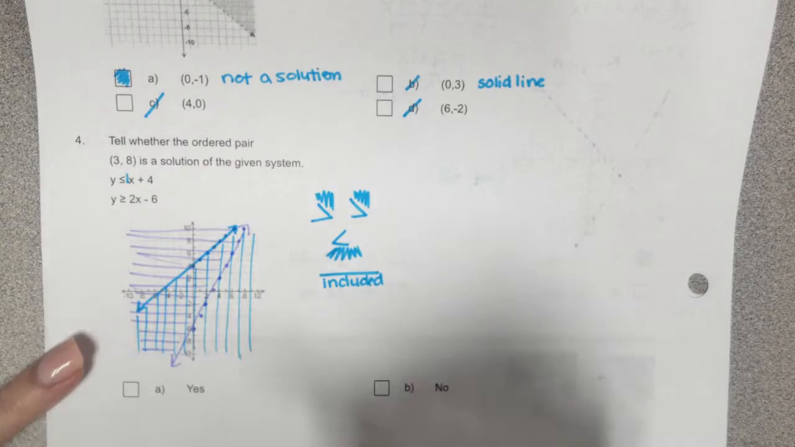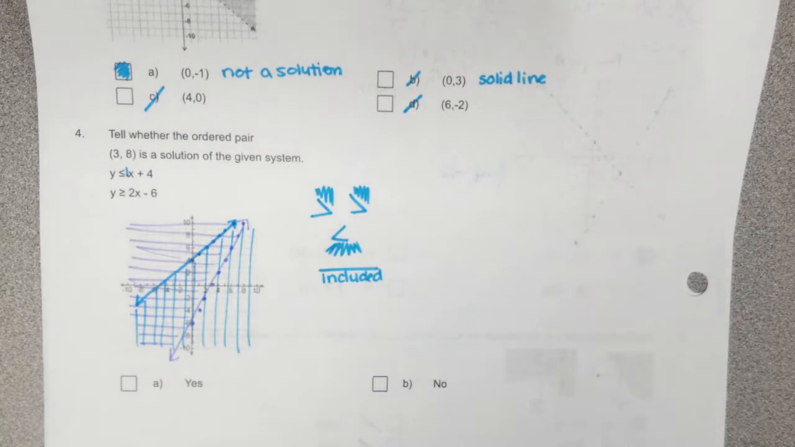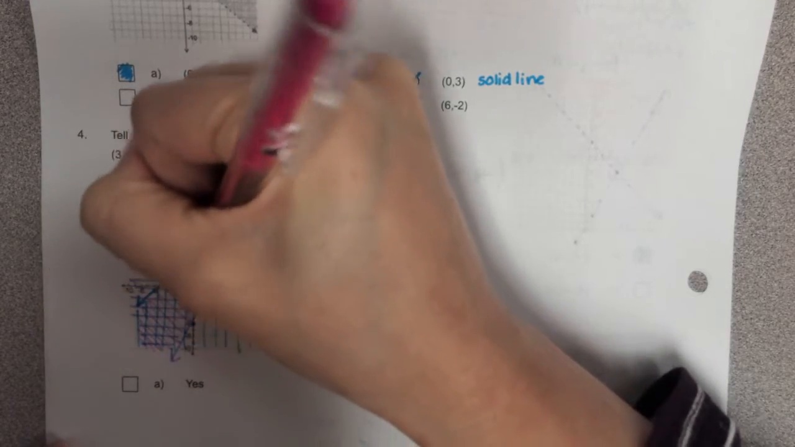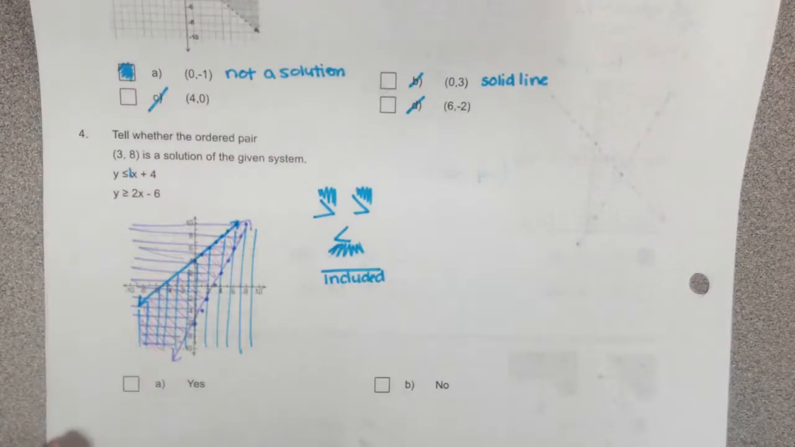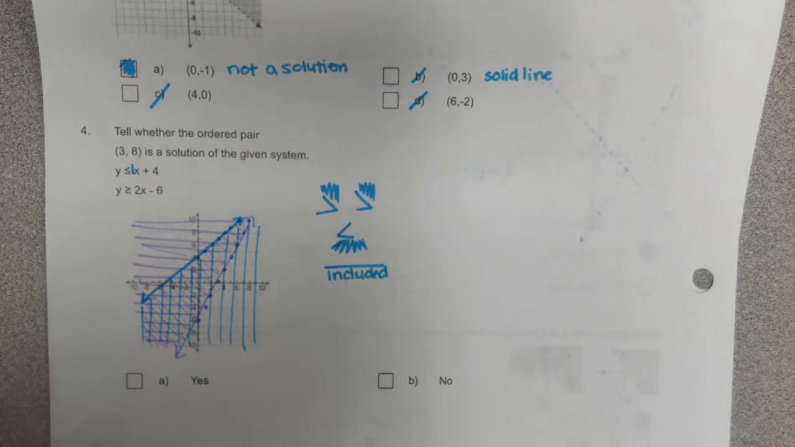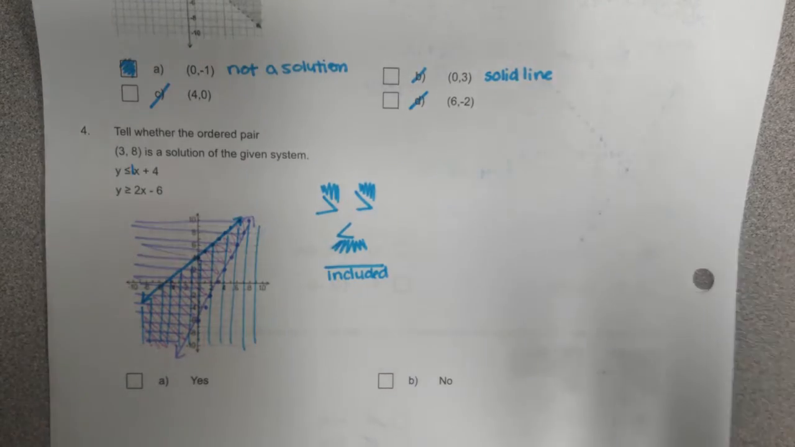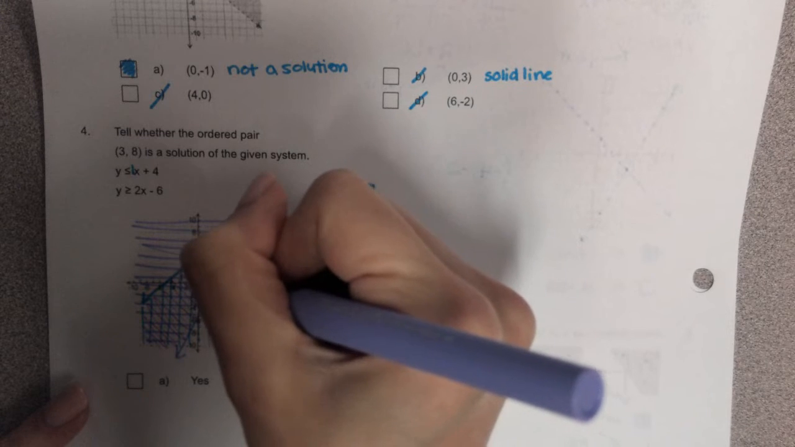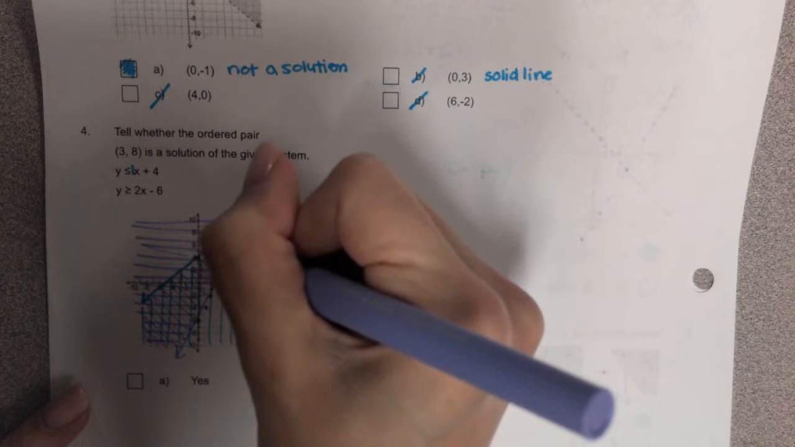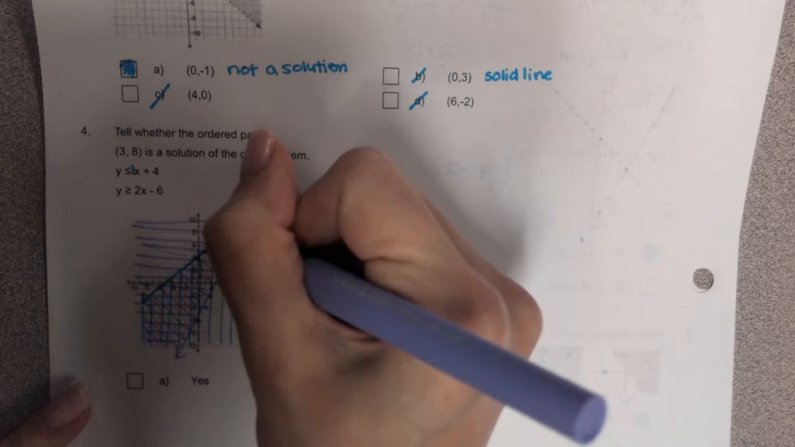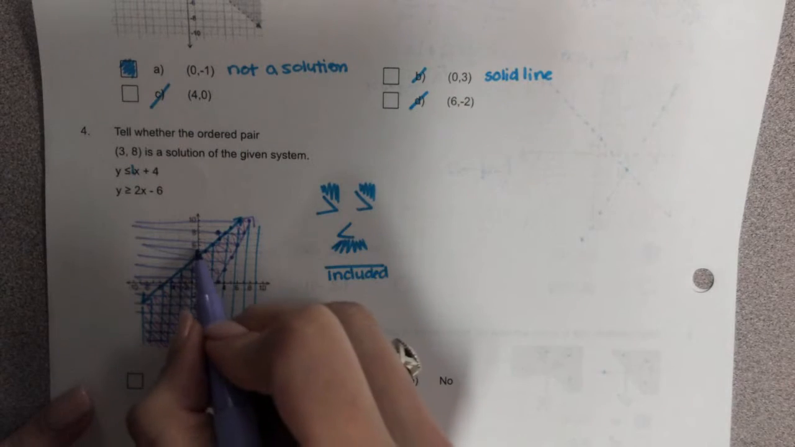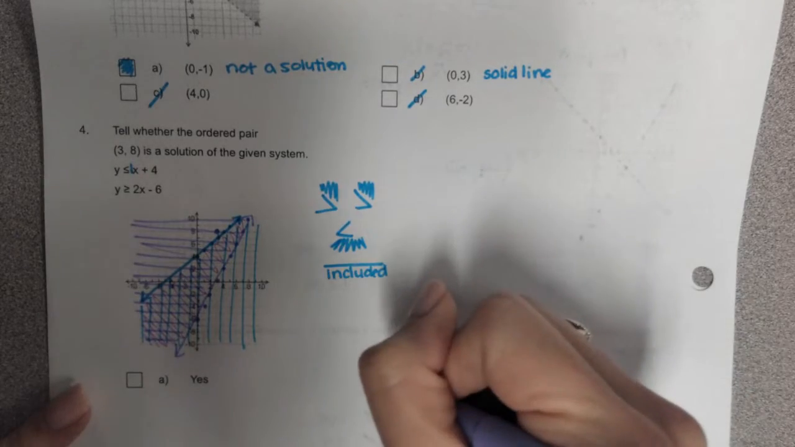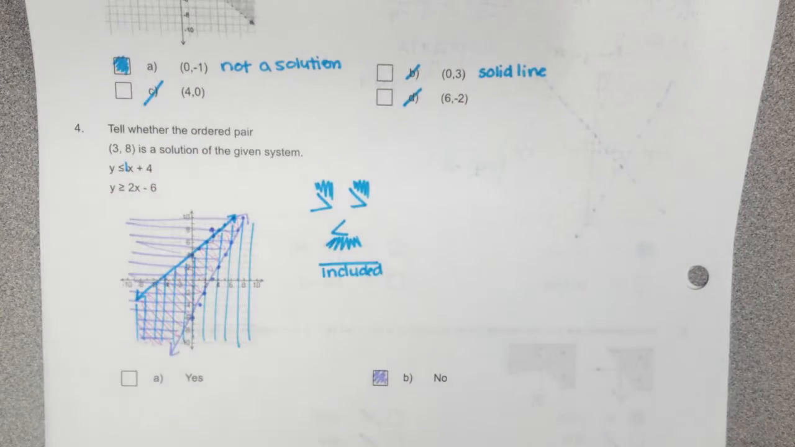So your solution set is anything in this double shaded region, so right here. Okay, so it's asking about the point (3, 8). 1, 2, 3, 8. It looks like it's right above. Let me double check. Up 1, up 1, up 1, up 1. Yep, it's right above. So no, it is not a solution.